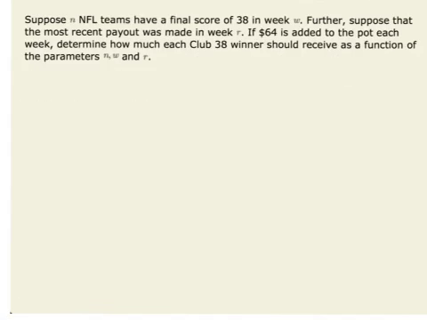In this problem we're asked to find a function that describes the payout if we know the values of n, w, and r, where n is the number of teams that scored 38 in week w, and r was the last time there was a payout. So our answer is going to have the form P of n, w, r equals some formula here. P stands for payout, and we know the values of n, w, and r.